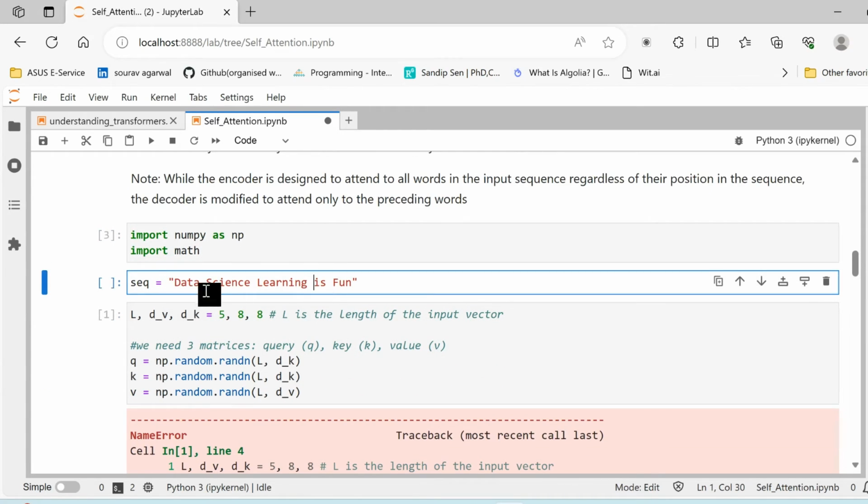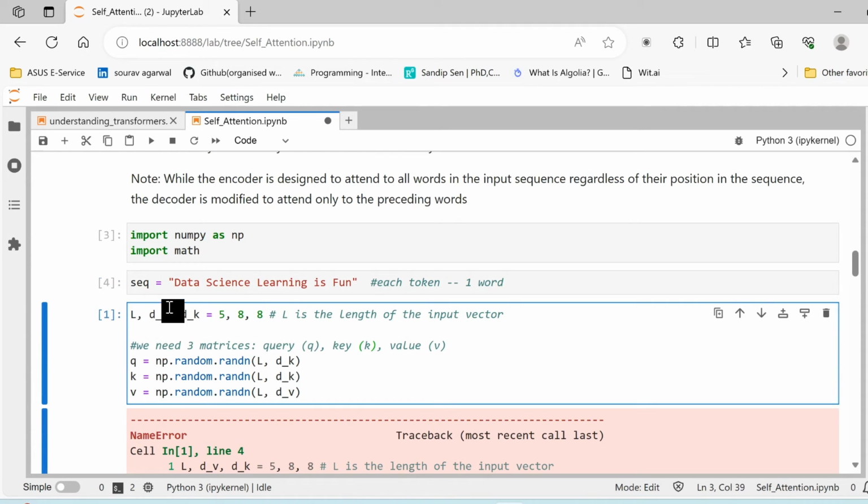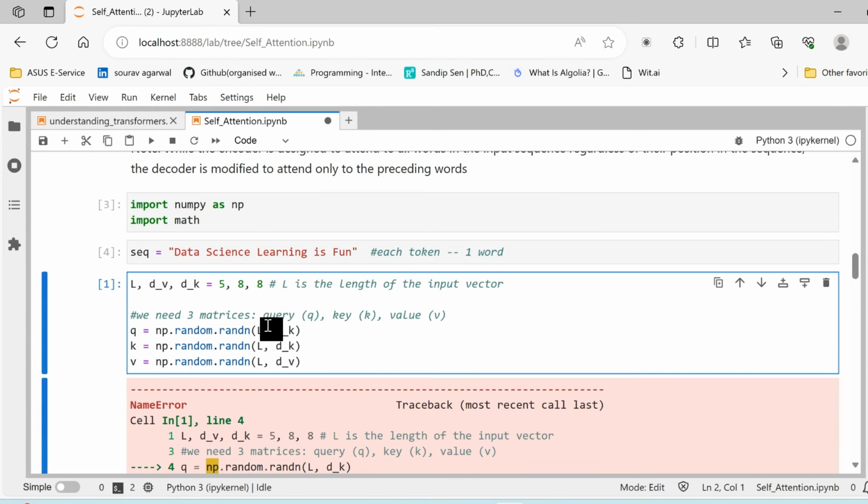Our sequence is "data science learning is fun." This has 5 different words. Currently we are considering each token as one word. But we know from our tokenizer understanding of Hugging Face that a token could be less than a word as well, basically a sub-token. We are taking L, the sequence length, as 5 here. DV and DK we are assuming to be 8. This could vary.